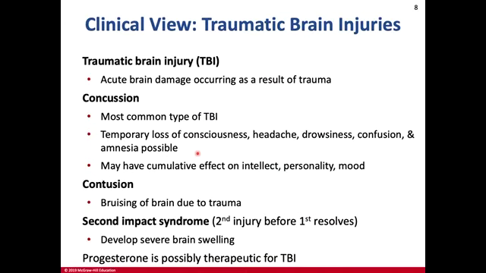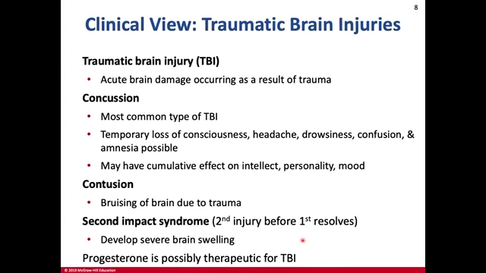Traumatic brain injury is brain damage that results from trauma, which is what? Concussion, blunt force, penetrating wound, okay? The most common type is a concussion, where we see temporary loss of consciousness, headache, drowsiness, confusion, maybe amnesia. And sometimes this can result in damage that can't be repaired, and that can have an effect on the functioning of the brain. It can change the intellect, the personality, and the mood, right? Contusion is a bruising of the brain due to trauma, okay?